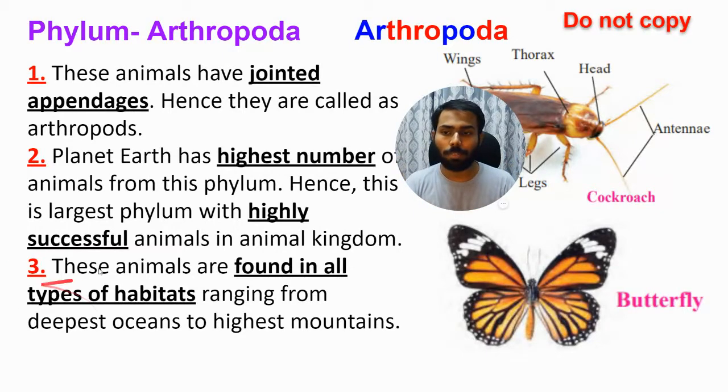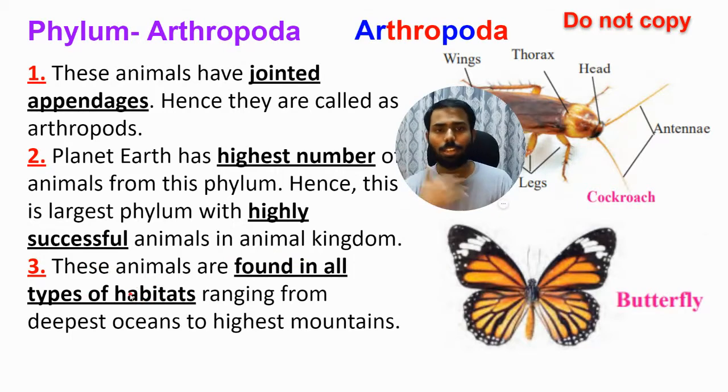Okay, तो successful मतलब क्या? बहुत ज़्यादा reproduction हो रहा है and बहुत सारे animals you can find and different places you can find. That is the meaning of successful over here. So arthropoda is the most successful. यानी बहुत सारे animals present है इस or rather highest number of animals are present from this phylum arthropoda on planet Earth. Okay, these animals are found in all types of habitats.